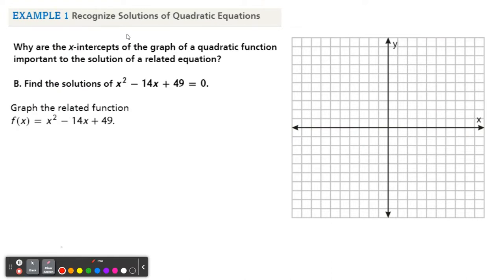All right. Part B. It says find the solutions of x squared minus 14x plus 49 equals 0. So again, we have 0 on this side, check. So we can take this part, the x squared minus 14x plus 49, and make it our related function. We can graph it in Desmos, and then remember that this is going to be the x-axis. So we're going to see where our parabola intersects the x-axis. All right, so let's go.